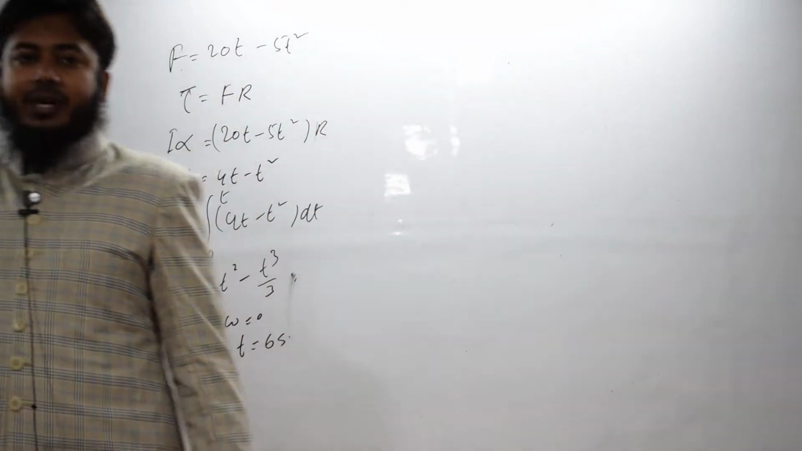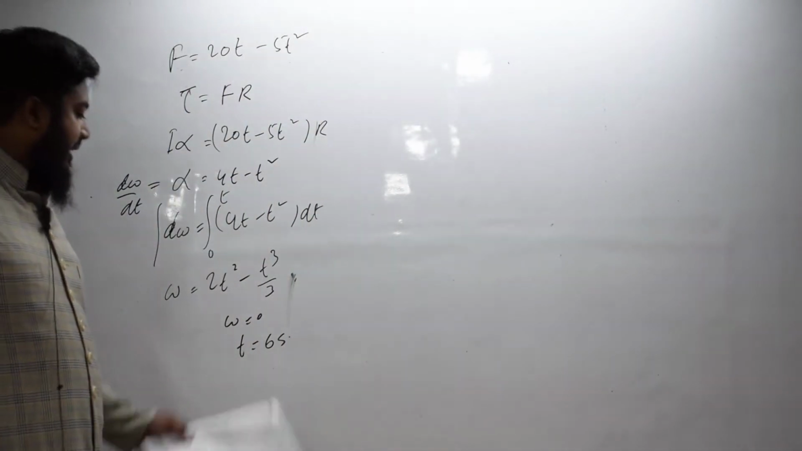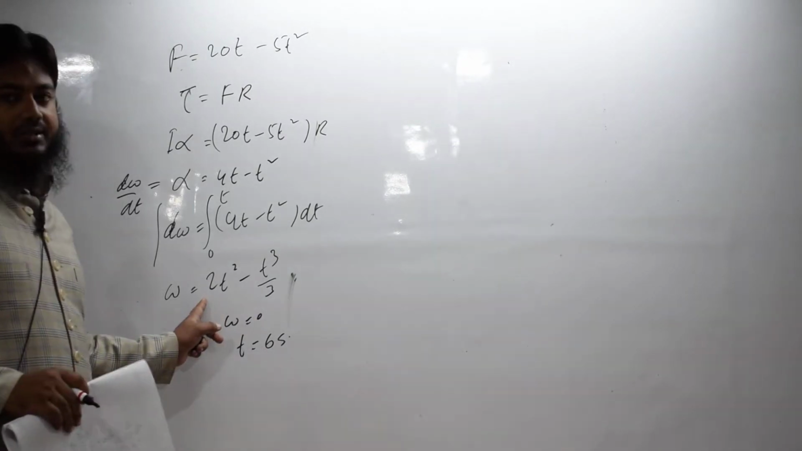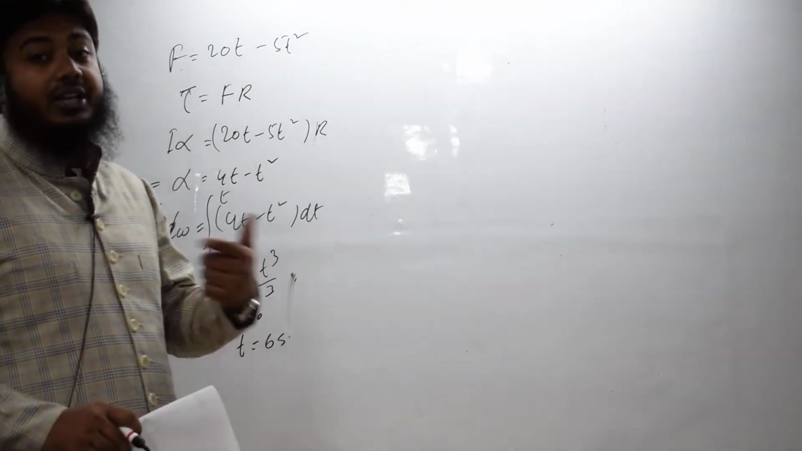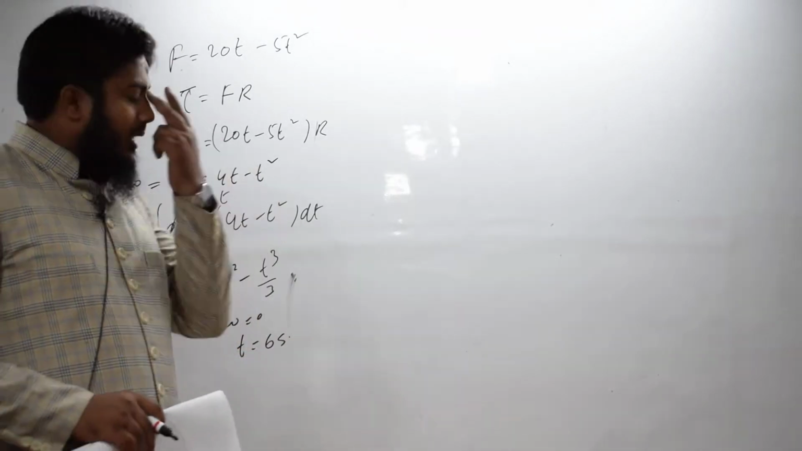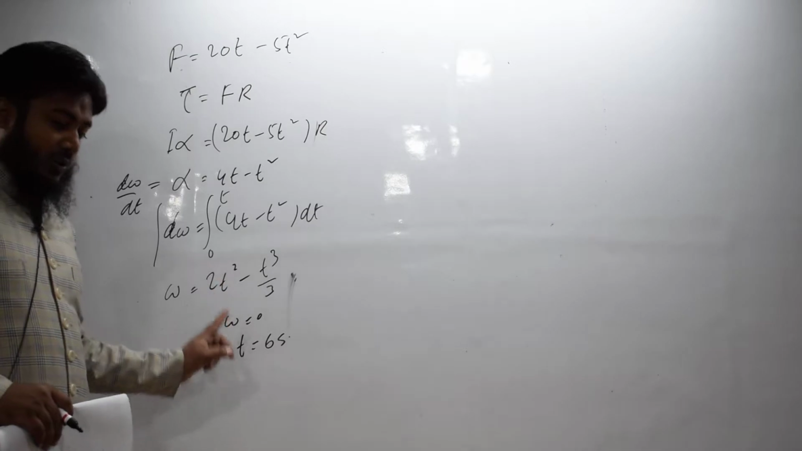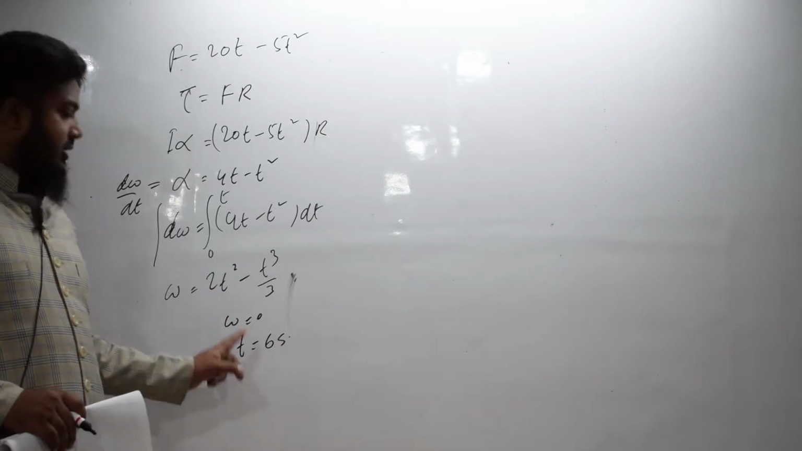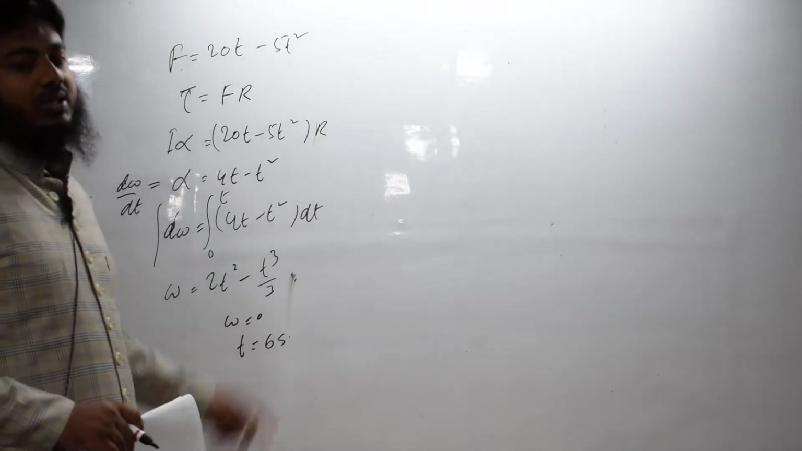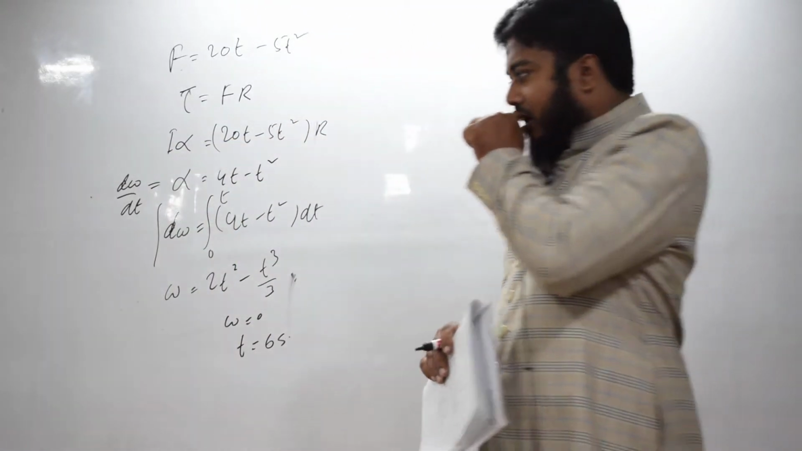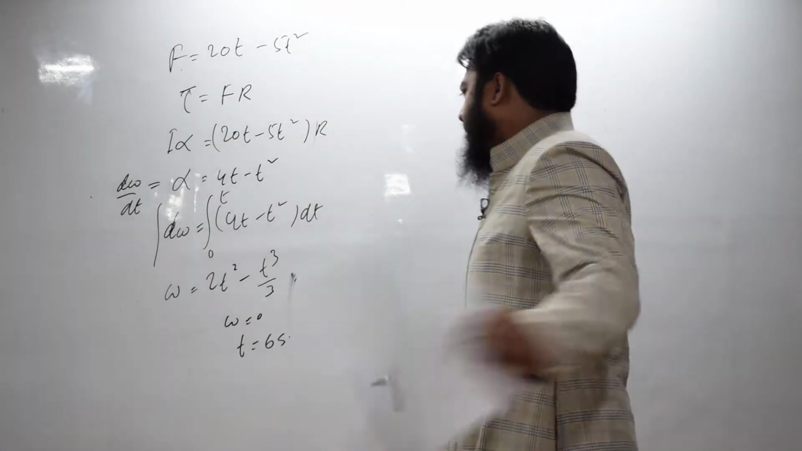So, when omega becomes 0, after 6 seconds, this term will be more than this. That means the motion gets reversed. The angular velocity is changing its direction. That means you need to find the number of rotations from 0 to 6 seconds. After 6 seconds, the motion is reversing.